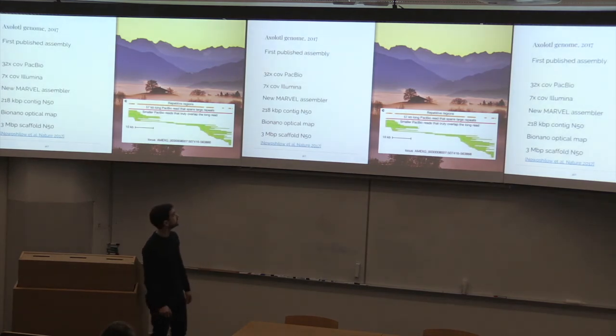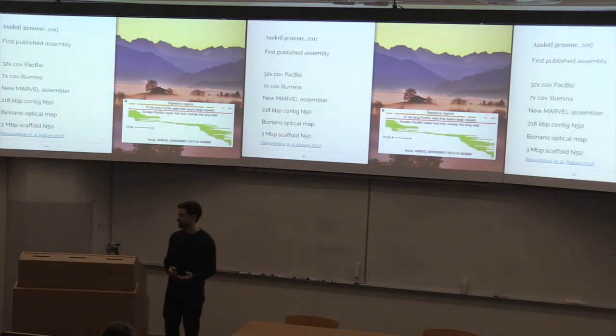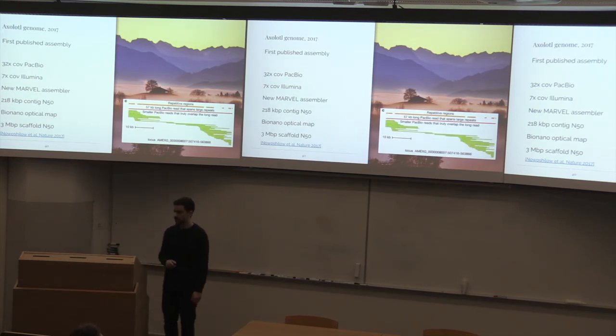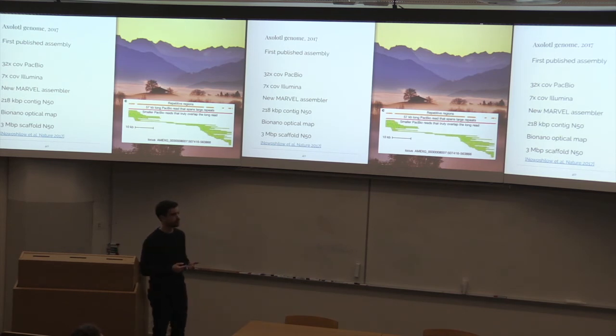In 2017, there was the first published assembly of the axolotl, sequenced using PacBio at 30x coverage. You can imagine how much that costs, to sequence 10 times human genomes. And some coverage of Illumina for polishing. A whole assembler was written pretty much for this purpose, which is no small feat.